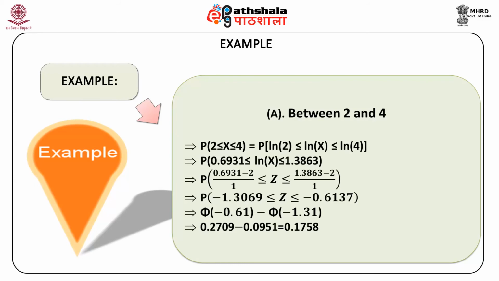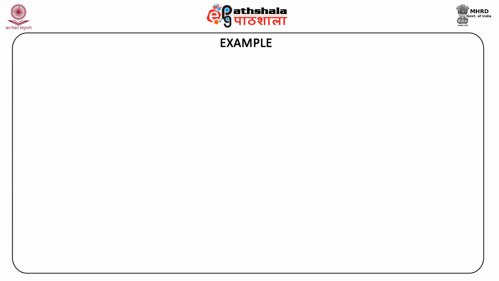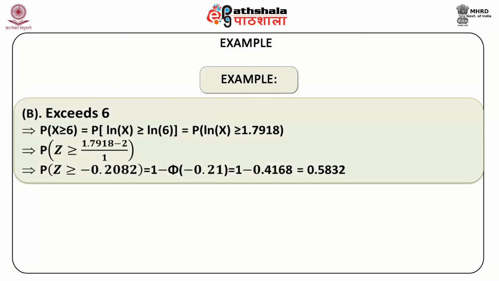That is, the probability that z is greater than or equal to minus 1.3069 and less than or equal to minus 0.6137, which is equal to phi of minus 0.61 minus phi of minus 1.31, which is equal to 0.2709 minus 0.0951, which is equal to 0.1758.